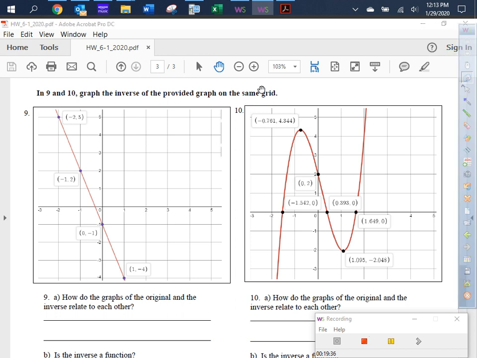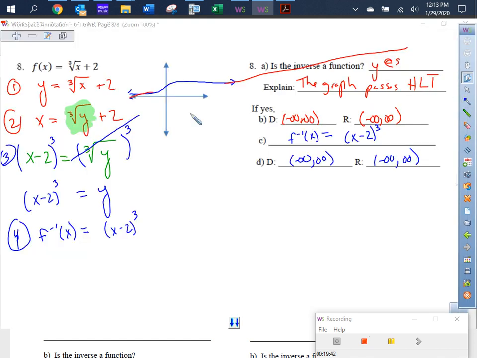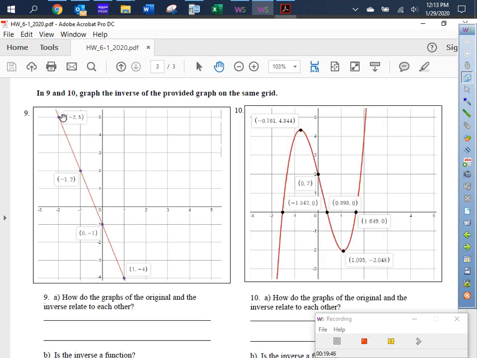So they say graph the inverse on the grid provided for you. They give you the original, and they want you to graph the inverse. If you know what an inverse is, it's a simple game because you're just switching x and y around. On this line right here, they give you all these ordered pairs: switch x and y around, plot those new points, and take a straight edge and connect them together. But over here on 10, it's more challenging because it's not a line.